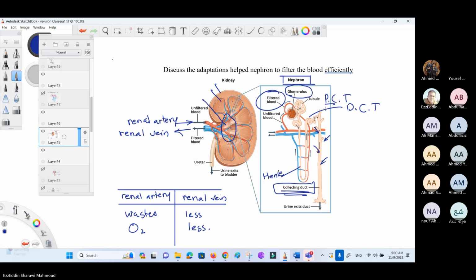Well, here what's happened? In nephron, we need to mention only 2 processes. The first process is called filtration. And the second process is called absorption or reabsorption.